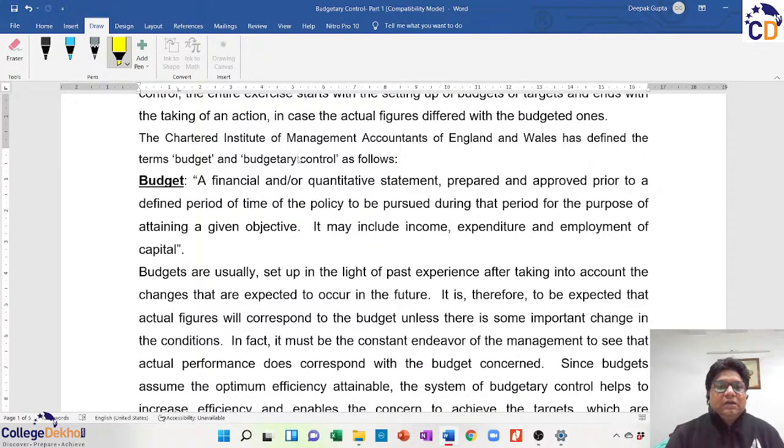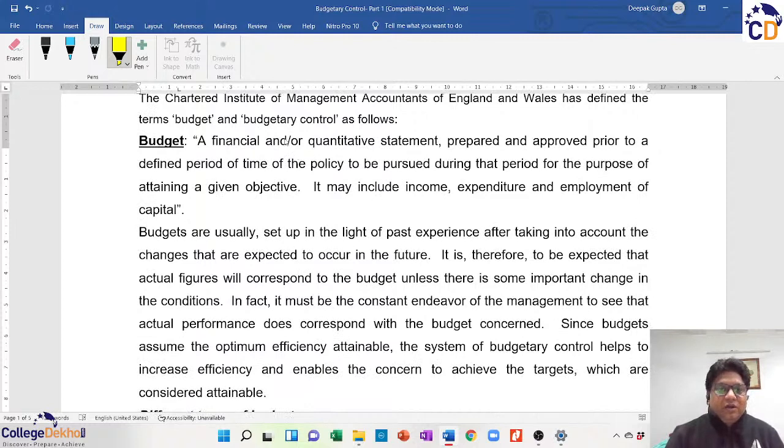As the standard institutes have defined, we should first understand the meaning of the word budget. A budget is a financial or quantitative statement. Financial or quantitative look similar, but they are different. Financial has monetary aspects, while quantitative is just a number. For example, if I say that I will produce 100 units, then it's a quantitative statement. But if I say that the cost of one unit will be rupees 10, and therefore the total cost of 1000 units has to be 10,000 rupees, then it becomes a financial statement, having the quantity also.